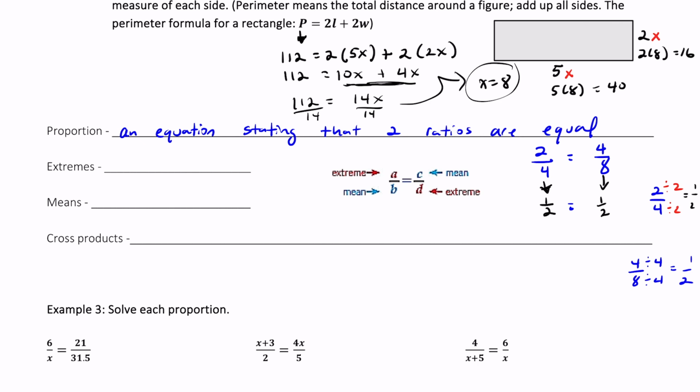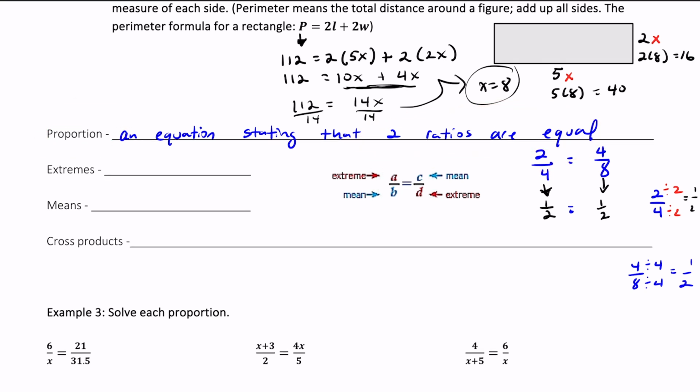So what does this all mean? It means that the left-hand side of the equation is equal to the right-hand side of the equation, meaning that these two ratios are equal to each other, therefore they are proportional to each other. Hopefully that makes sense. Now, what we're going to do is talk about cross products.